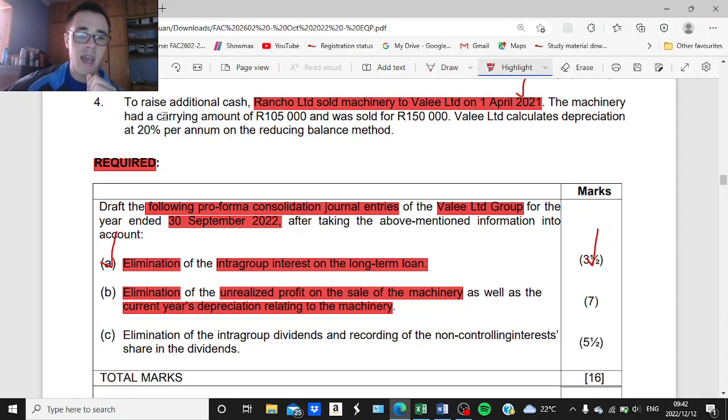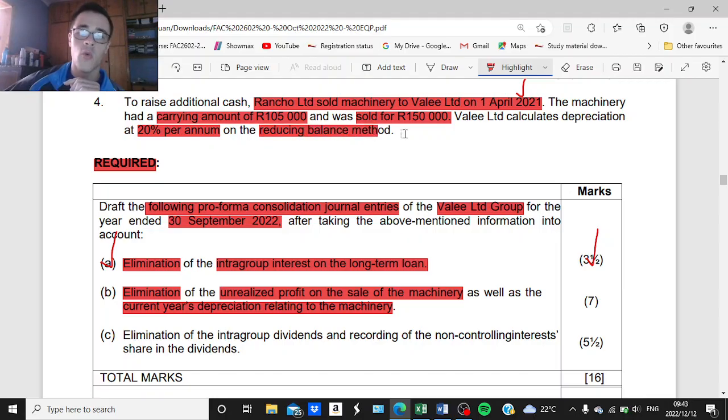The machinery had a carrying amount of 105,000 and was sold for 150,000. So clearly we are dealing with an unrealized profit because the machinery was sold for more than its carrying value. So therefore a profit was made on this intergroup sale. Valley Limited calculates depreciation at 20% per annum using the reducing balance method. Now, why is the method important? Because it will affect our calculation of the unrealized profit.